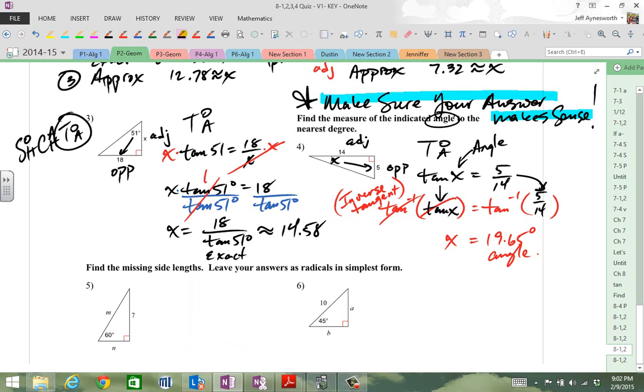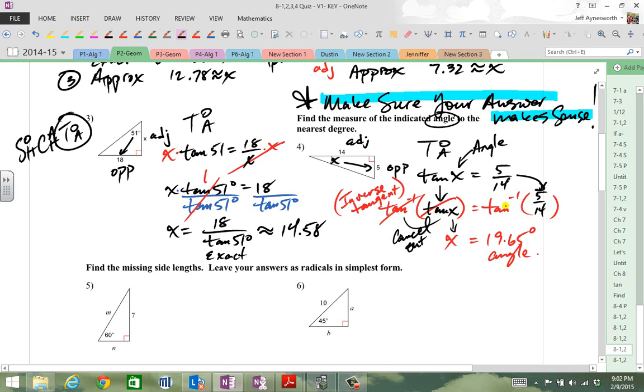So remember, when you take the inverse tangent of tangent, you get the angle. All right, the functions cancel out, and you get the angle here. And that's equal to the inverse tangent of 5/14. Remember, if you wrote it like this, 5/14 times tangent inverse, as some people do, that's a no-no, that's bad. So don't do that. You take the inverse tangent of your ratio, not the other way around.